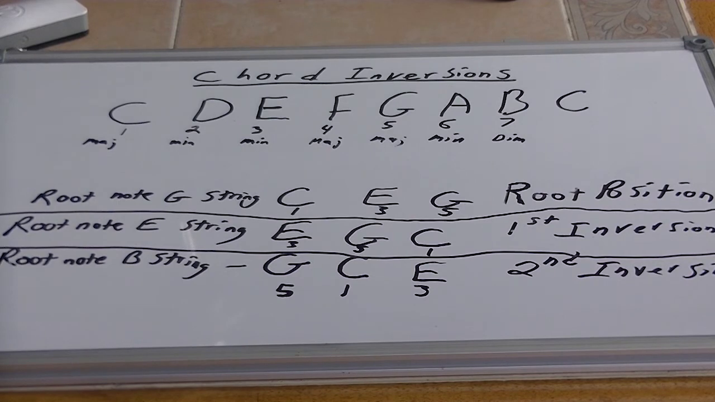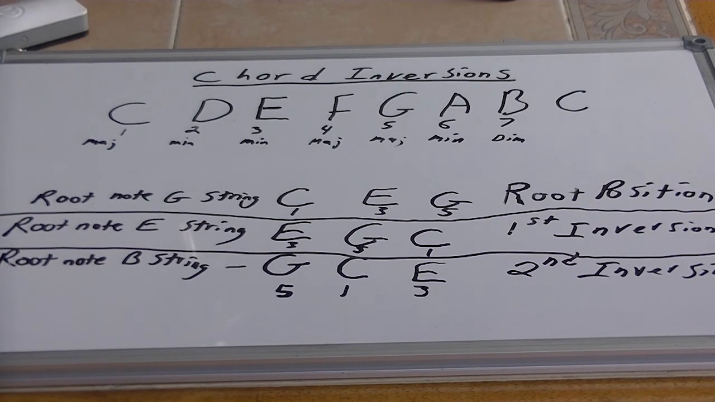We can start with just a particular C chord. Let's just say we play our root note B string C chord, the one where we have our root note at the first fret on the B string. What we can do is play through the notes of the chord, and state the numbers that go along with the note.